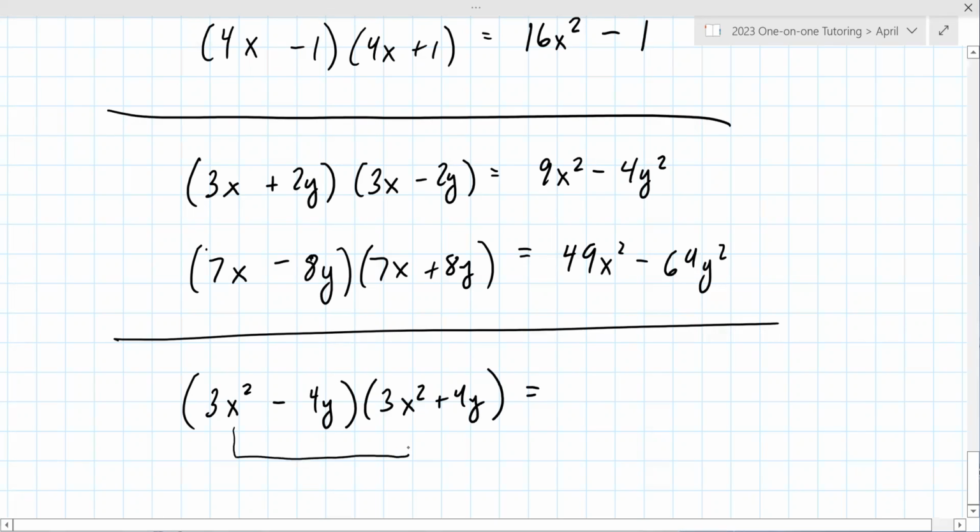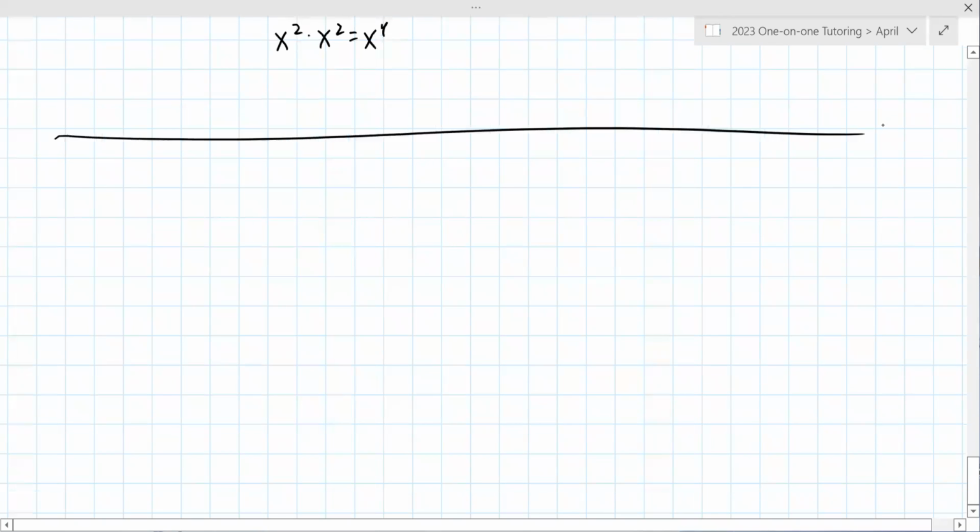X squared times x squared is x to the 4th. Your 9 is correct, but you're adding the exponents. Okay. So 9x to the 4th, then what? Minus 16y squared. Good. Okay, so let me just really quickly get you to look at some exponent problems.